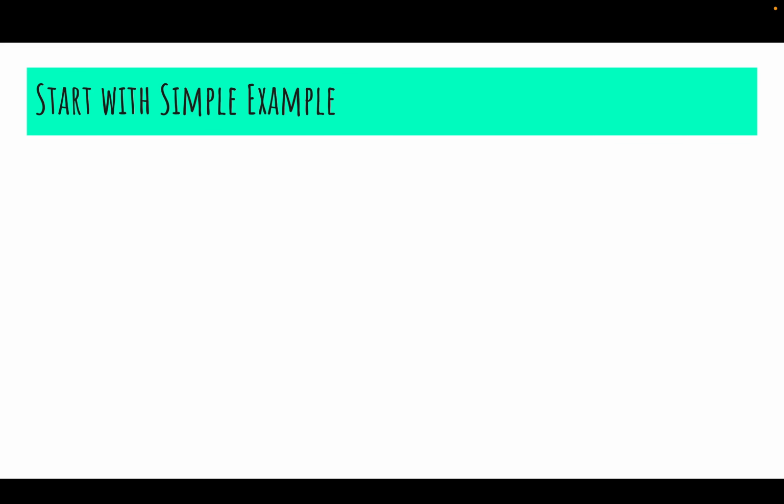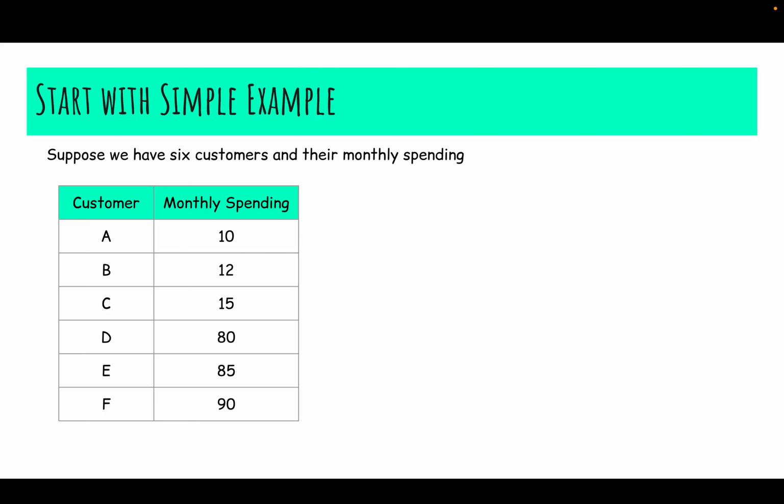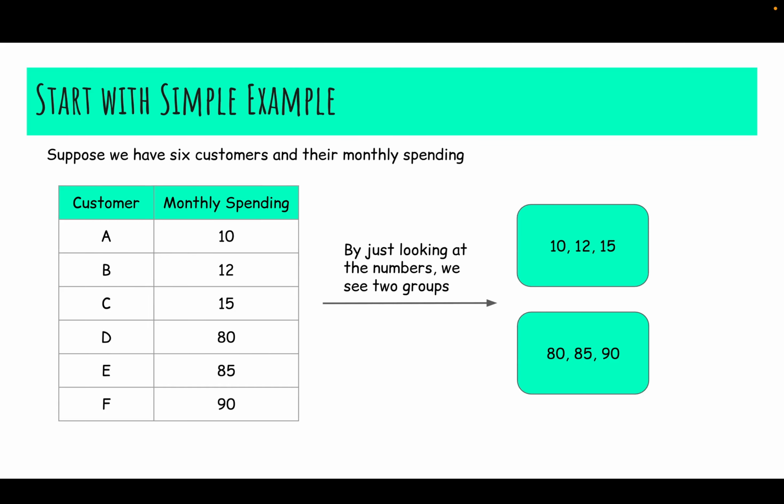So now let's get into our simple example. Consider we have 6 customers and their monthly spending in thousands. Customer A spends 10,000, B 12,000, likewise F spends 90,000. By just looking at these numbers, the monthly spending, we can see two groups. One is 10, 12, 15, they belong to one group, and then we have another group of 80, 85, 90. This is what k-means will have to discover as we apply it on top of this.